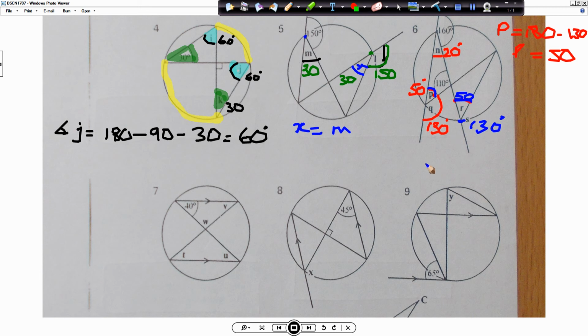Okay? So we need to go around these questions and give the mathematical reason for them. It's not hard, is it? Just gotta know what they are.